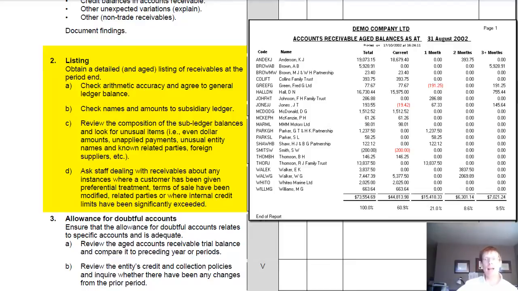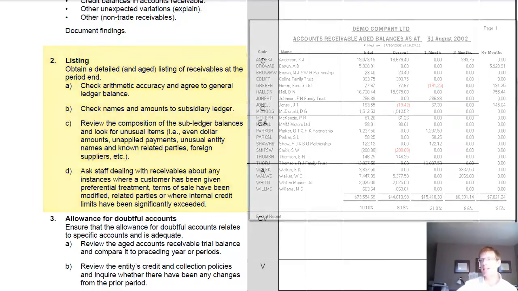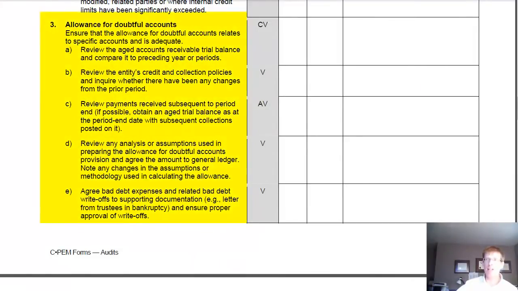Then we'll ask staff dealing with the receivables about any instances where customers have been given preferential treatment, or terms of sales that have been modified, or related parties, or instances where there are internal credit limits which have been significantly exceeded. Our third procedure that we'll look at is looking at the provision for the allowance for doubtful accounts.